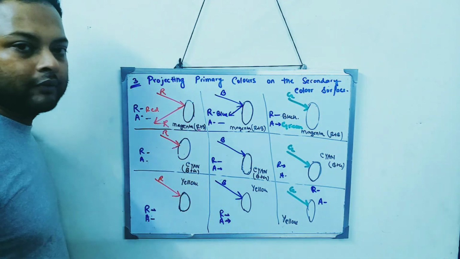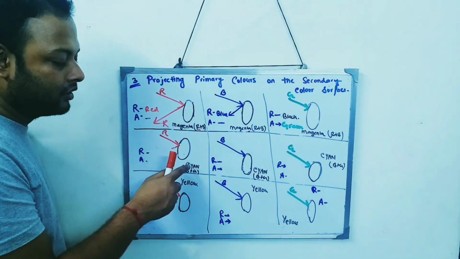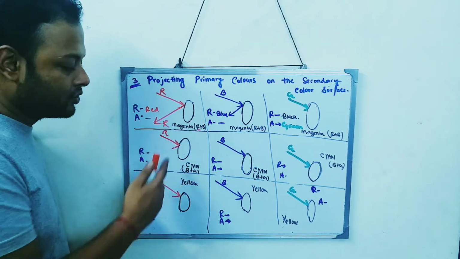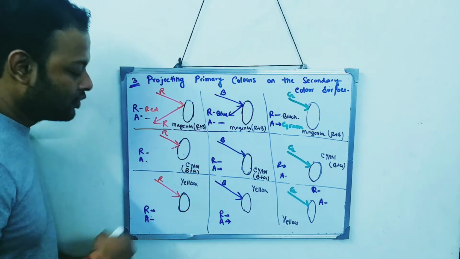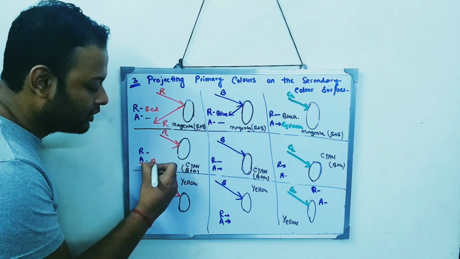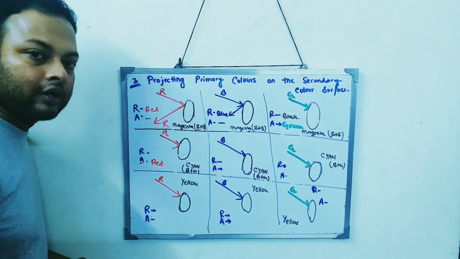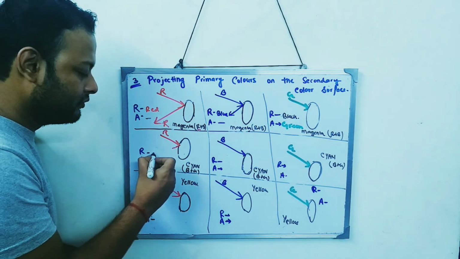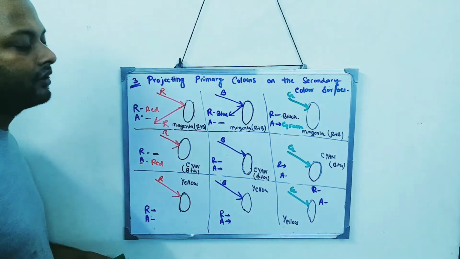Now red color is coming. But what will happen? It can only reflect blue and green. So it will absorb the red color. So what gets absorbed? The red color gets absorbed. If red color gets absorbed, then what gets reflected? Nothing gets reflected. So I can say nothing.